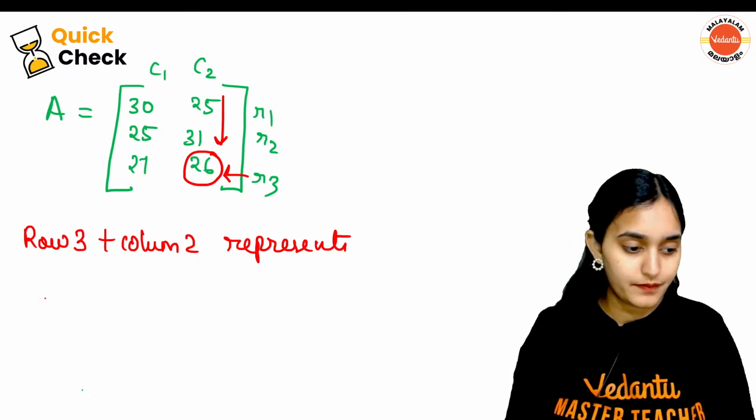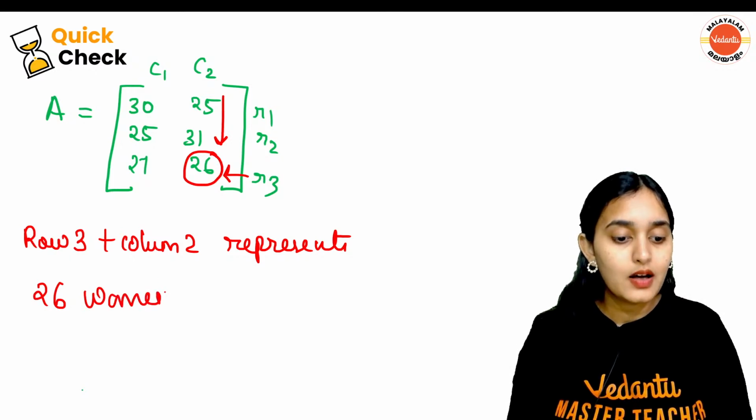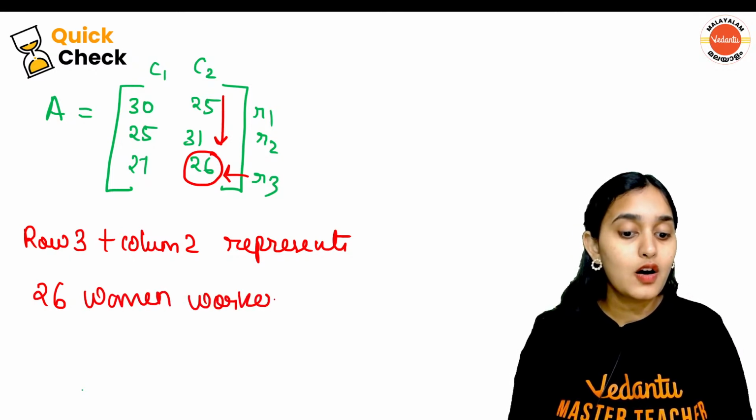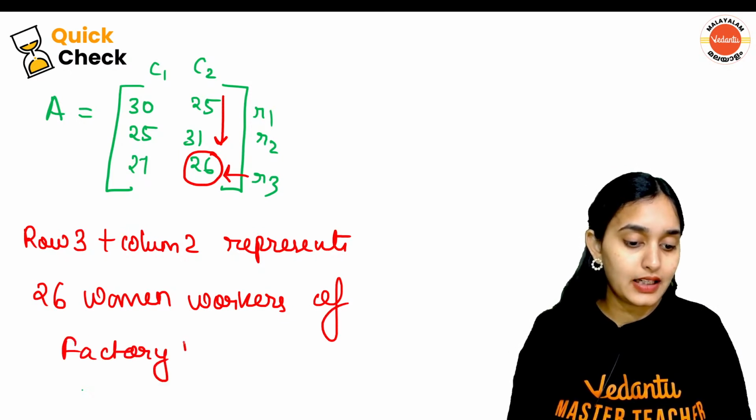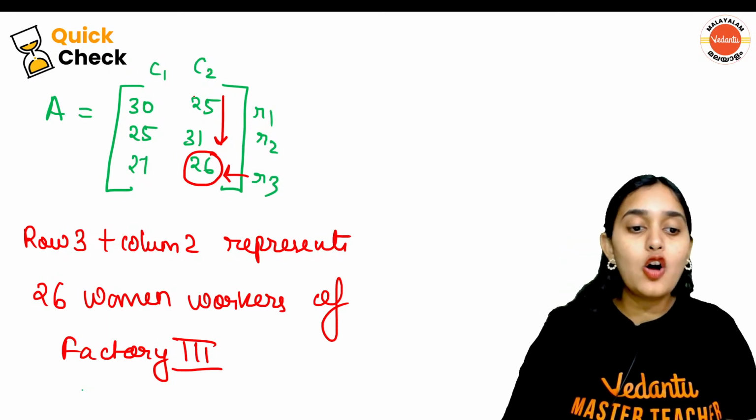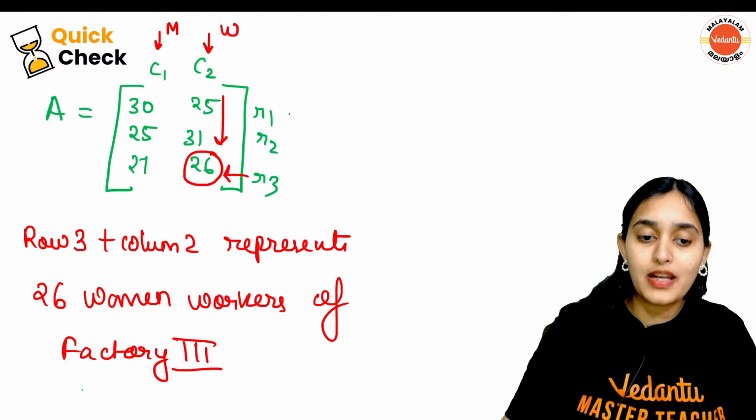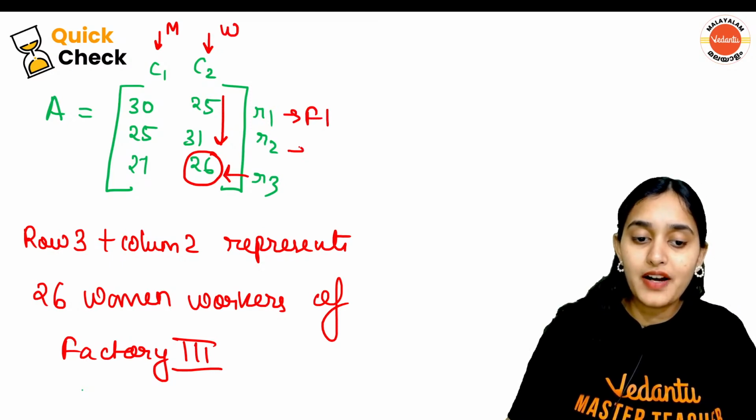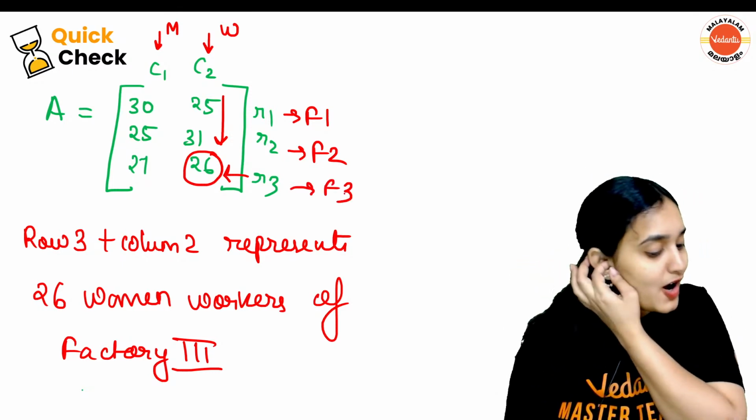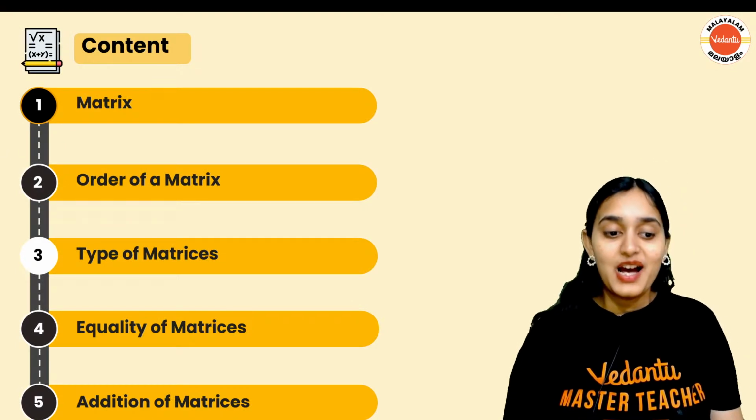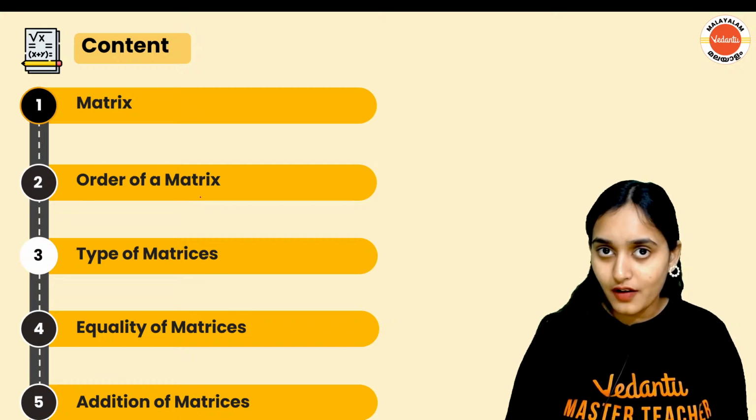I'll write it here. Represents 26 women workers of factory number 3. How come? Because this is representing the men workers, this is representing women workers, this is factory number 1, factory number 2, factory number 3. This is what we had. Alright. Okay. So everybody understood what we understand by matrix, and what we understand by order of a matrix.